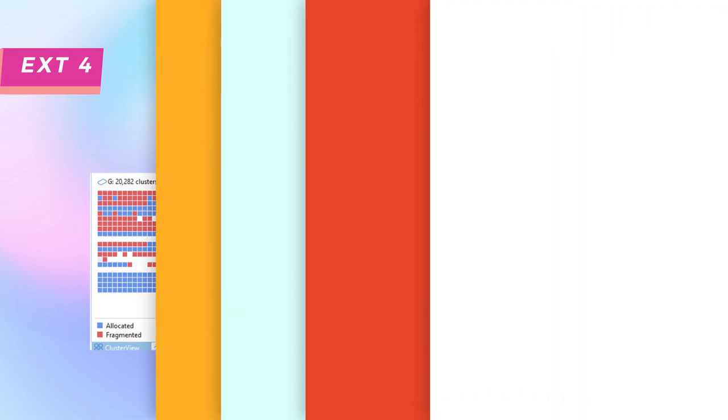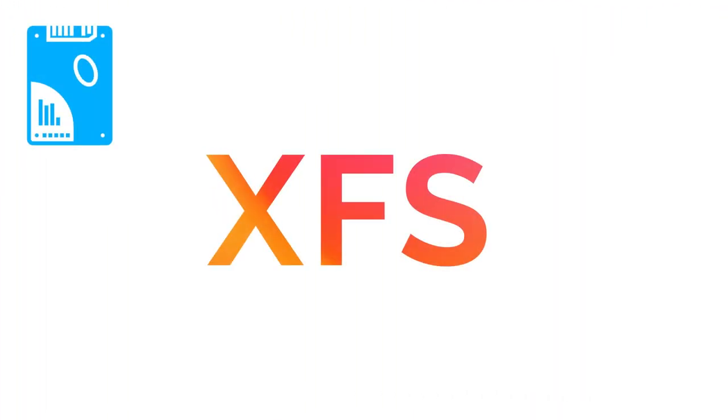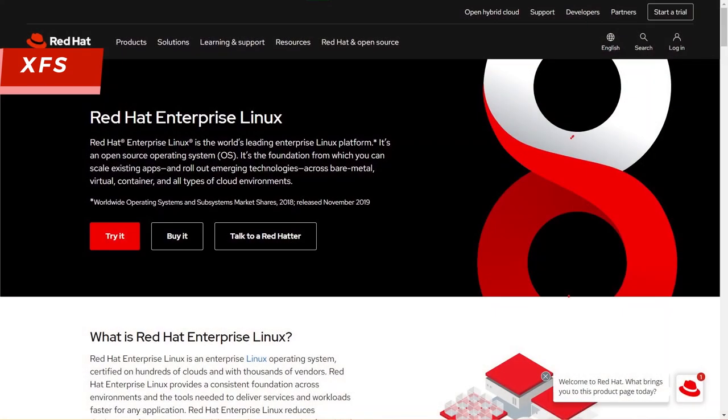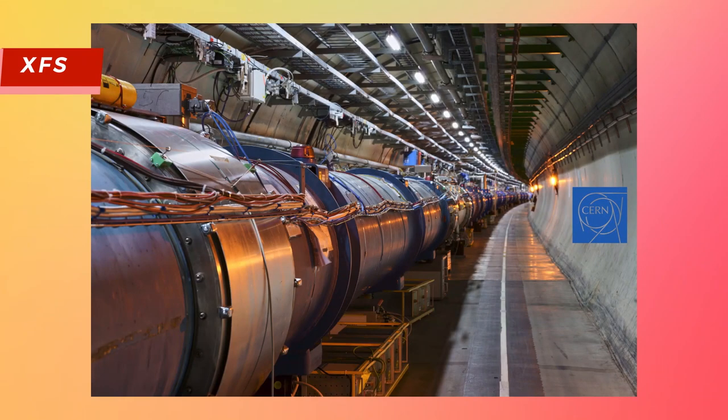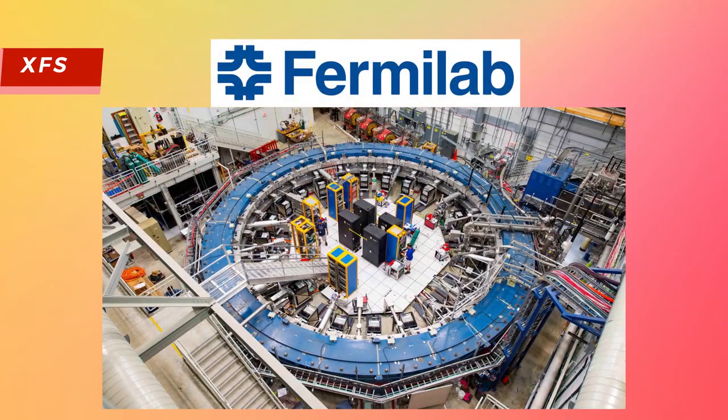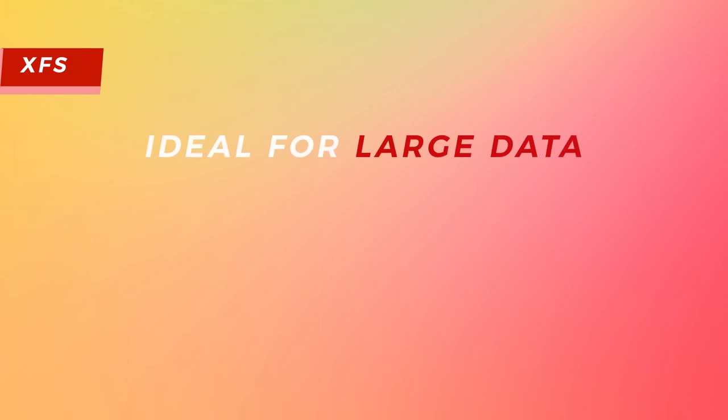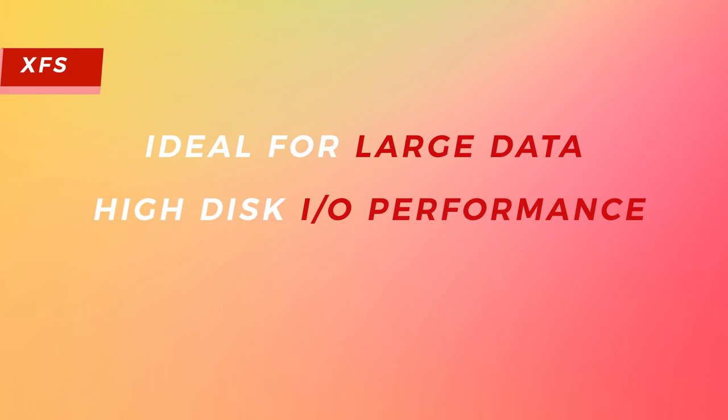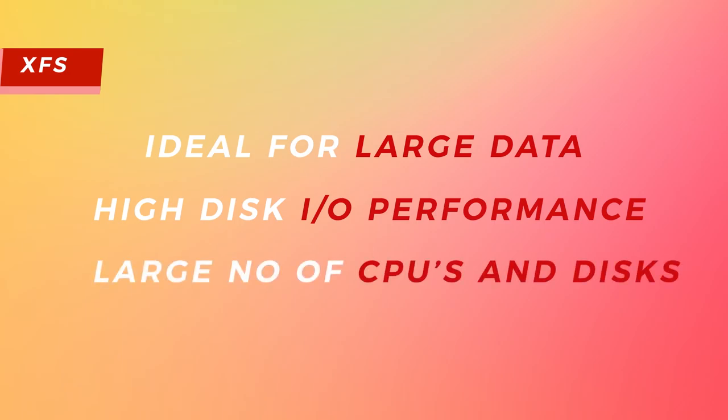Alright, now let's talk about the second popular Linux file system, which is XFS. Now, XFS is widely used in enterprise environments. It is the default file system in RHEL, and it's also used in many well-known scientific institutions like CERN and Fermilab to manage petabytes of storage for scientific experiments. XFS is ideal for storing and managing large amounts of data and large files. It provides great disk I/O performance. It's perfect in computing environments with a large number of CPUs and huge disk arrays.